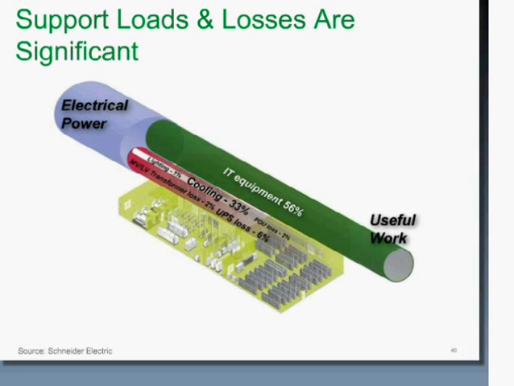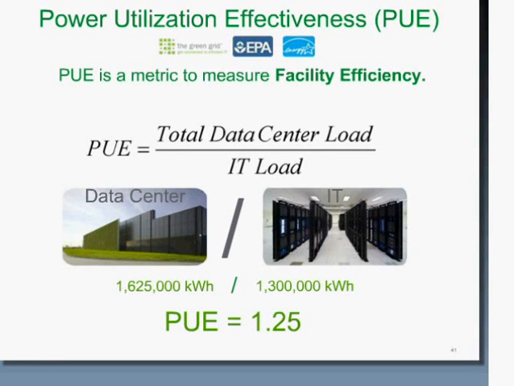How do you calculate PUE? Third parties have put this table together, and we also see Energy Star promoting some benchmarking. PUE is basically total data center load divided by IT load. So if your data center in this example uses 1,625,000 kilowatt hours and your IT load is 1.3 million kilowatt hours, your PUE for this application would be 1.25.